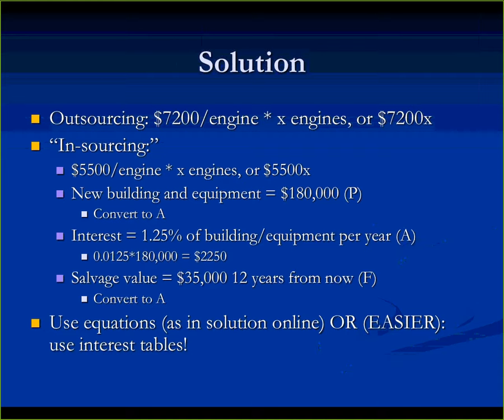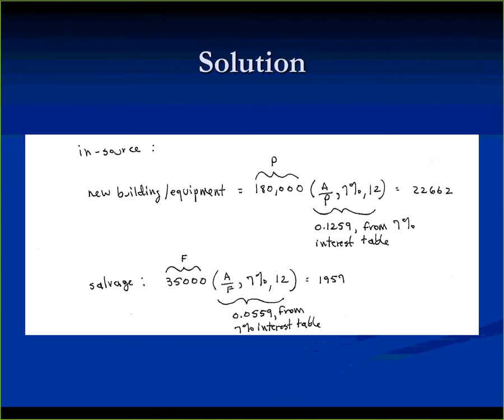The interest is 1.25% of your building and equipment per year, which is already given in that A factor. You just multiply it times the total amount that's due right now, which is the building, so you get $2,250. And then your salvage value is $35,000 12 years from now. So for future value, you need to convert it to an A. So you're going to use the equation or the interest tables. And the interest tables are way easier than the equations.